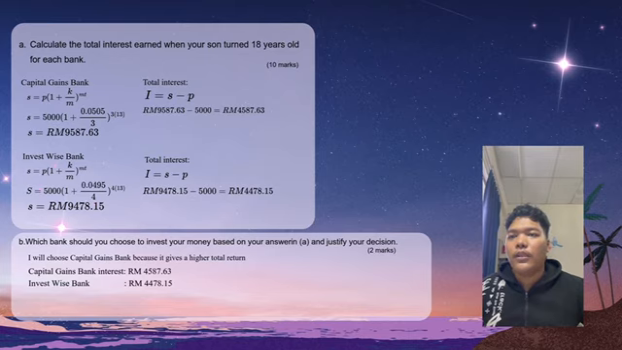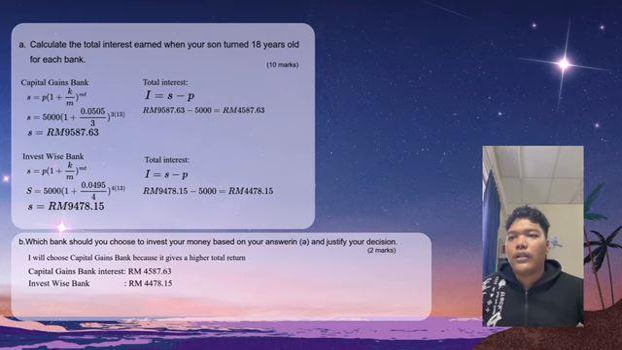And S equals 5000 bracket 1 plus 0.0505 divided by 3 close bracket power of 3 times 13. And we got the answer RM 9587.63.